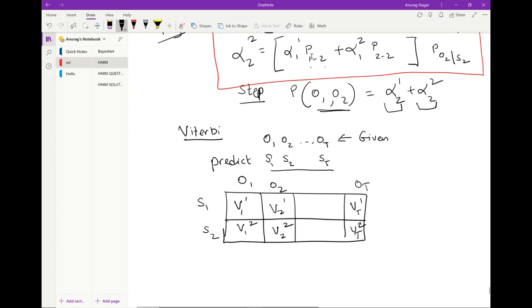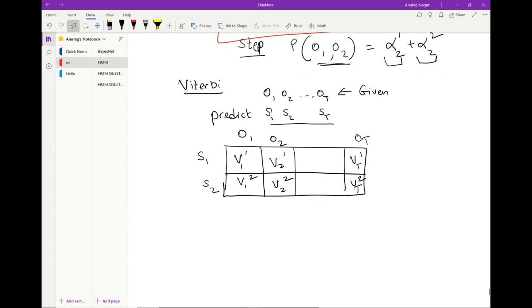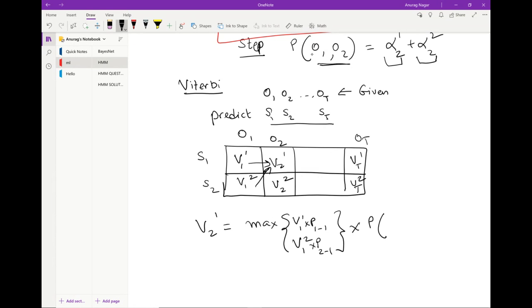Now the way you compute Viterbi is this. Viterbi 21 is the maximum of two things. It's not like the addition. It is the maximum of V11 multiplied by the probability of the 1 to 1 jump, or V12 multiplied by the probability of the 2 to 1 jump, which of these jumps is more likely. Maximum of this multiplied by the probability of outputting O2 given state S1, and that is the value of V21.